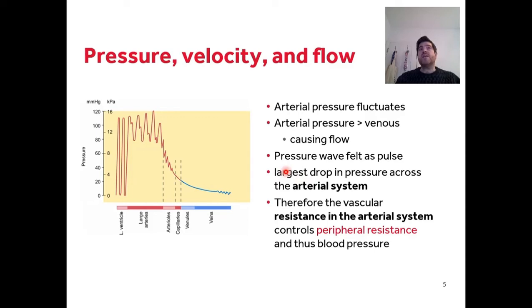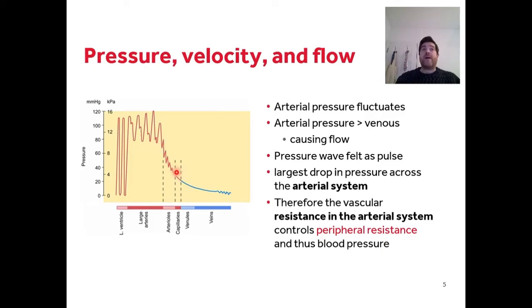Now, what's key here in terms of regulation of blood flow and blood pressure is that the largest drop in pressure occurs across the arterial system. These are the large arteries down to the arterioles and the capillaries, and we can see this huge drop in pressure as we go down the vascular tree. Therefore, because we have this largest drop in pressure, it is the vascular resistance in the arterial system which controls the overall peripheral resistance and therefore controls blood pressure.